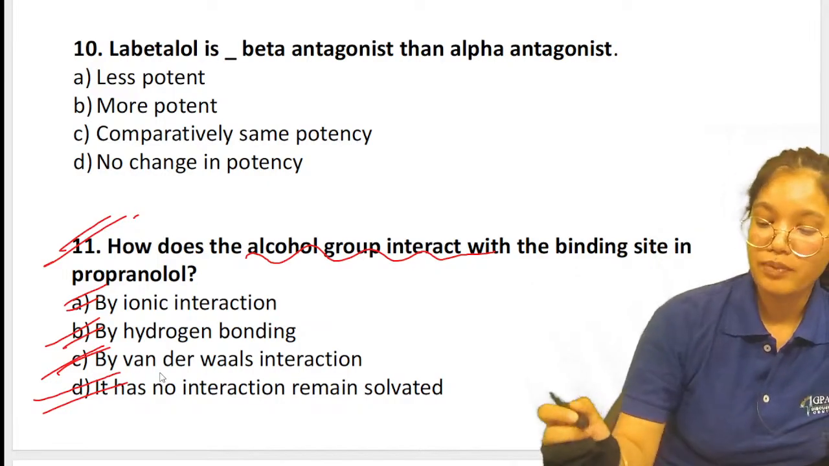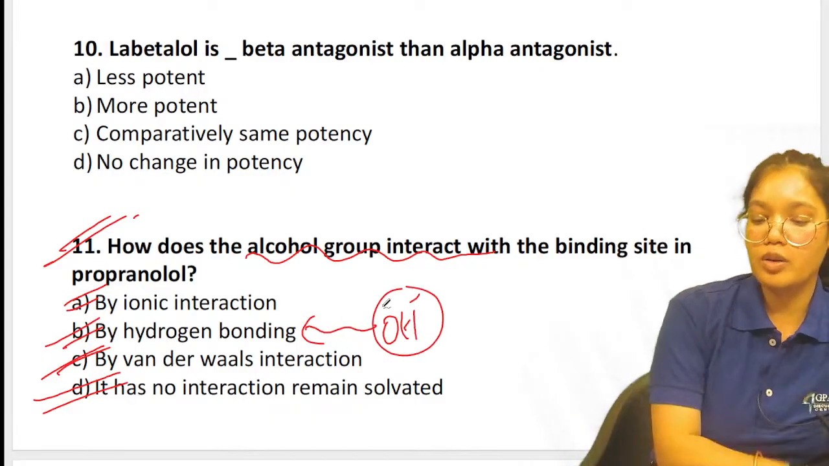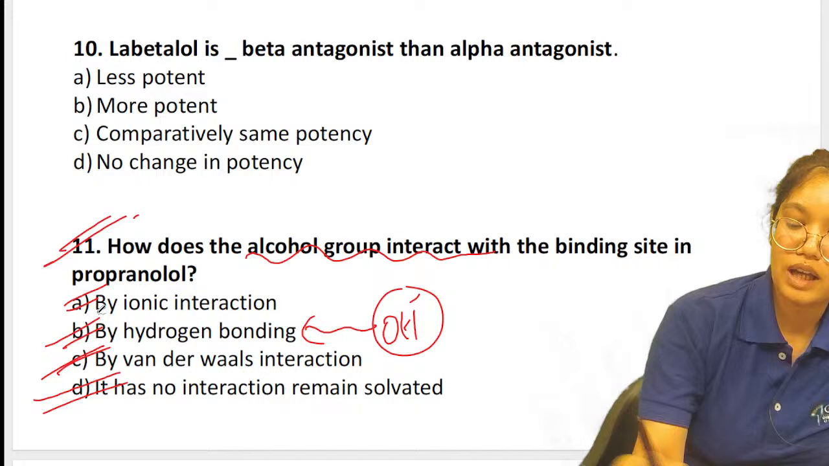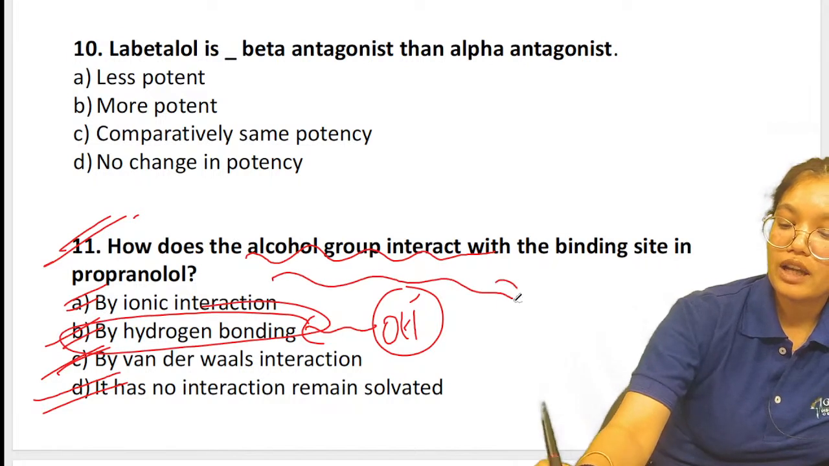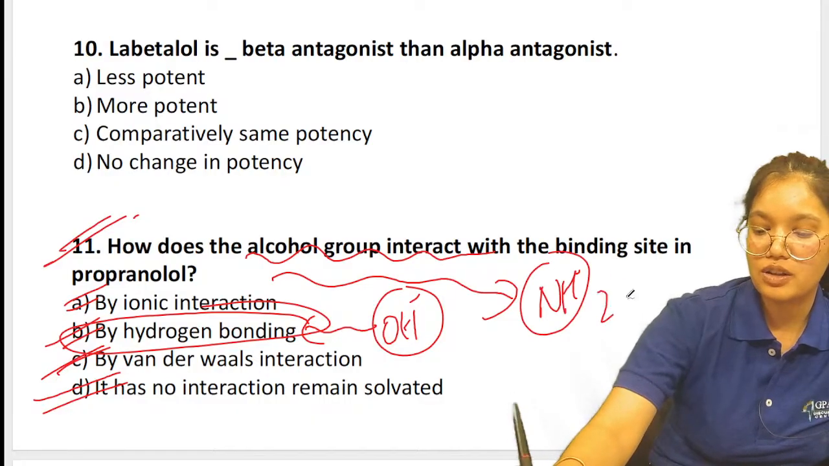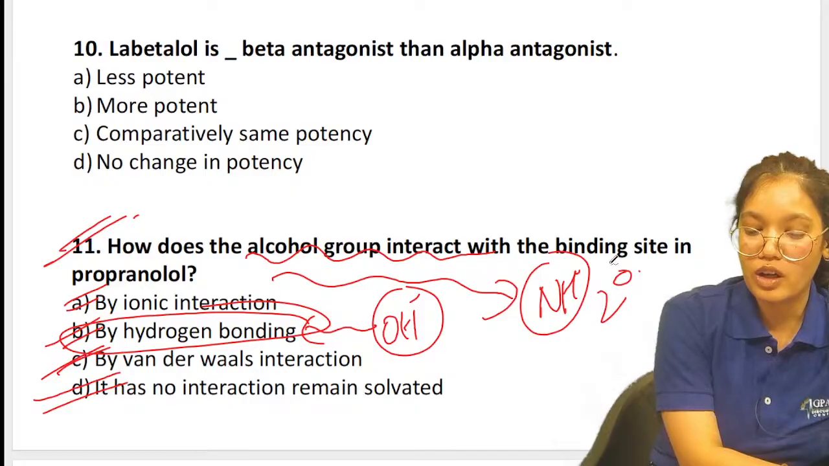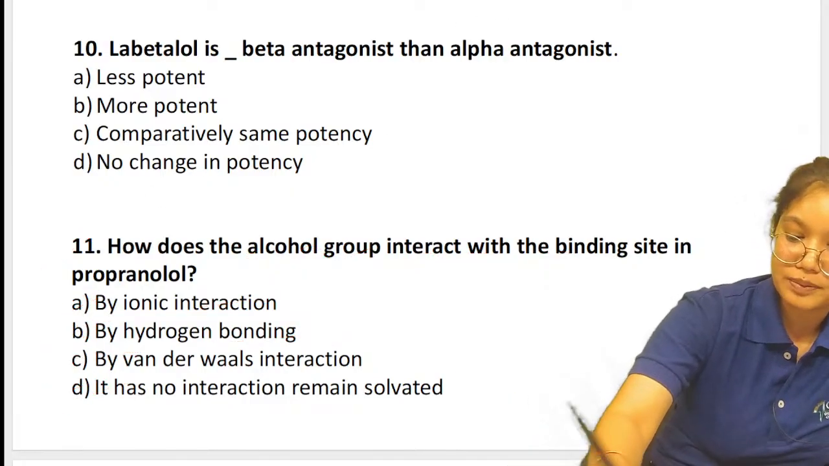Okay, so by hydrogen bonding, the alcohol group gets interacted. So the answer is B. Okay, by ionic interaction we already studied the nitrogen group, the NH, the secondary nitrogen is best for that. So the answer is the hydrogen bonding.